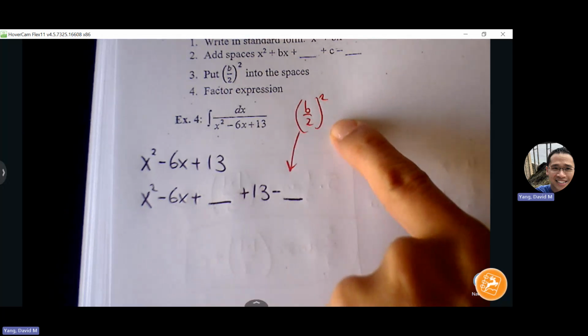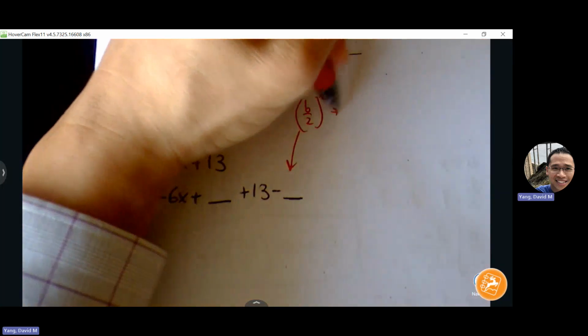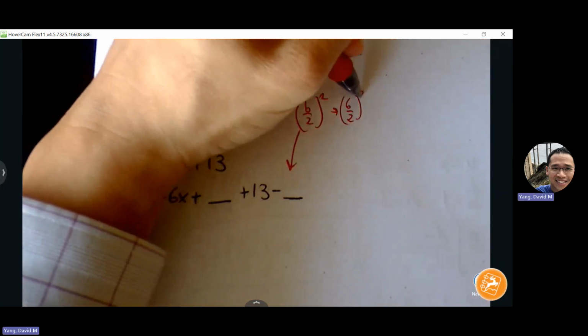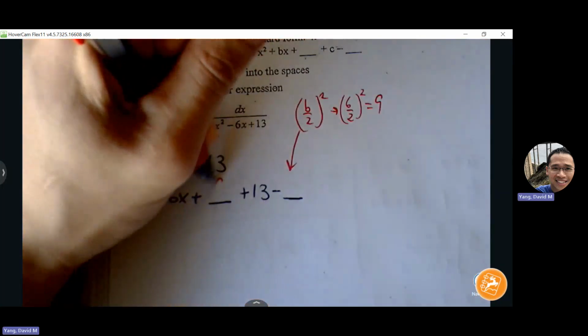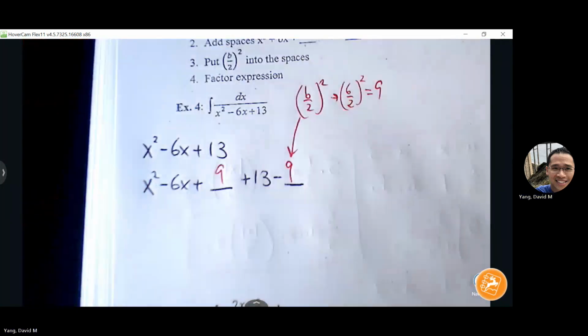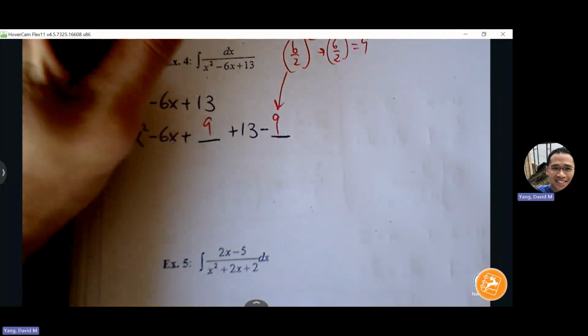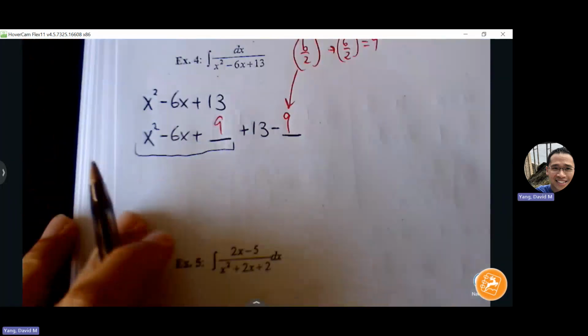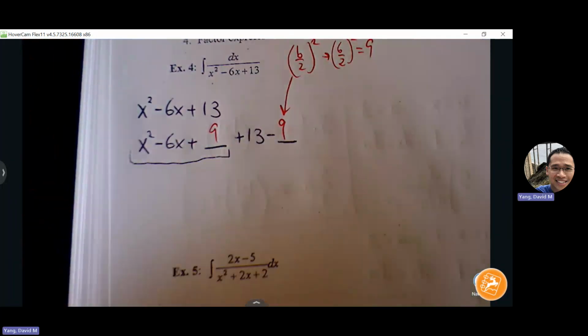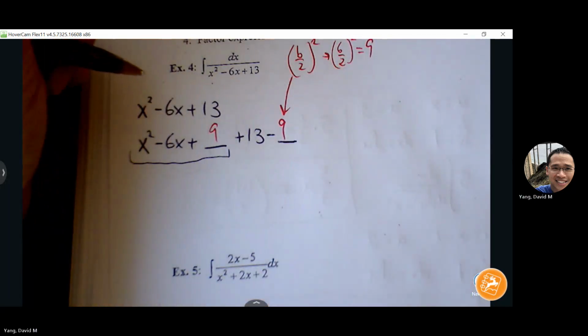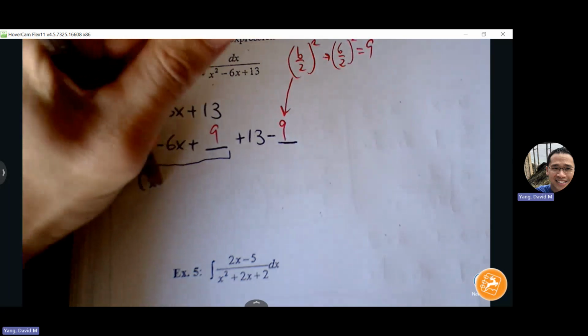Okay, so what's 6 over 2? 3. And 3 squared is 9. So 9 goes into both spaces. So this will factor nicely, because what multiplies to be 9 and adds to be -6? -3, right? It's -3 and -3.